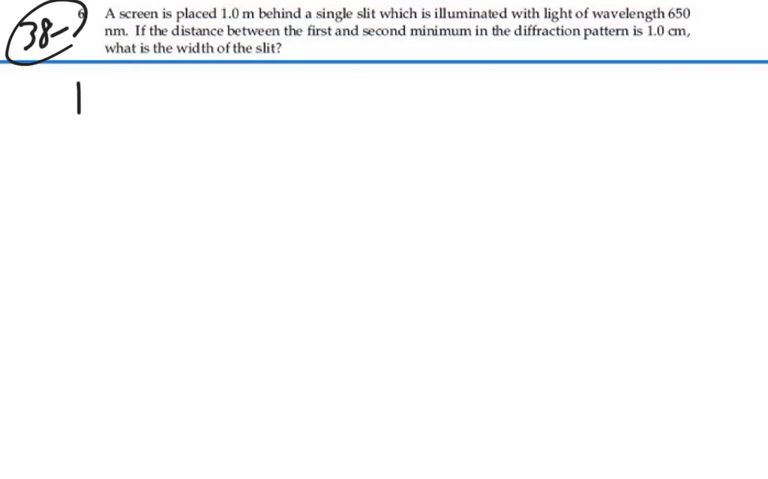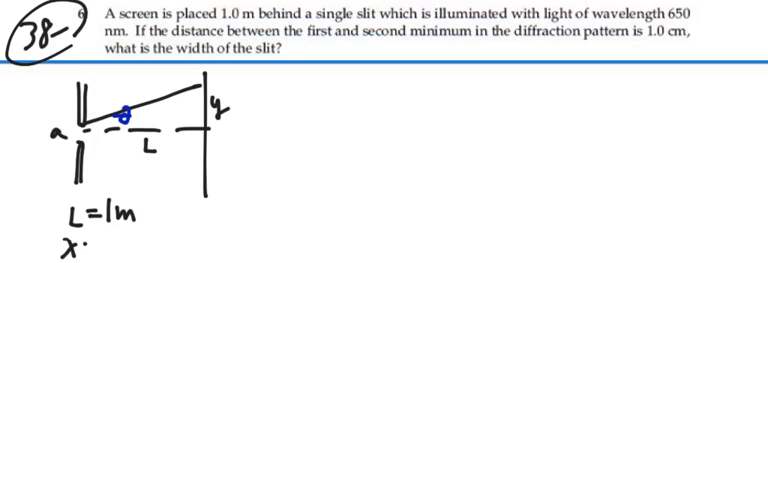So we have a slit of a certain width, and some point away we have a screen. We have some kind of angle to the first minimum, and we could call that position y if the screen is a distance L away. Based on this, the screen is 1 meter away, so L is equal to 1 meter.